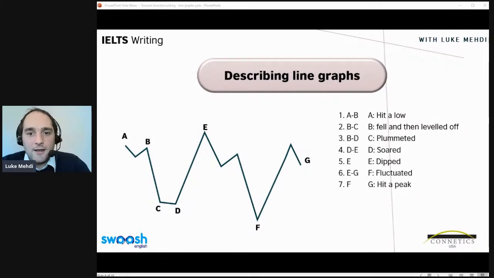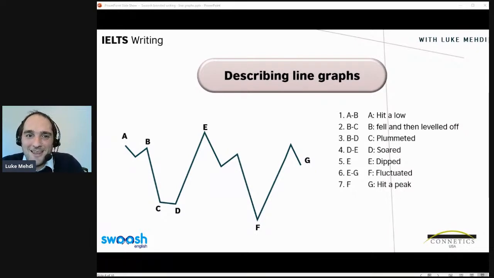Number three, B to D. Some people are giving B to D for number two. Look at the trend there, B to D. What happens after it falls? Yeah, good, Eagle, on number two. B to D, it kind of falls, or it goes down, and then it goes a bit flat, doesn't it? So what have we got for number three?